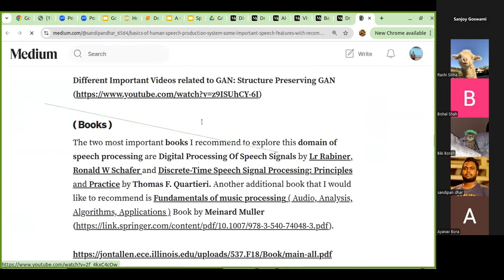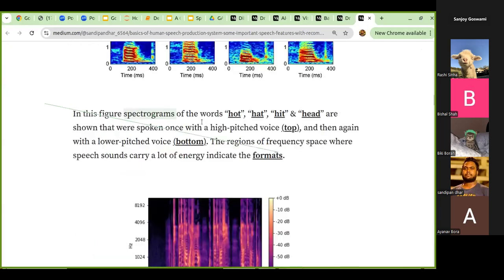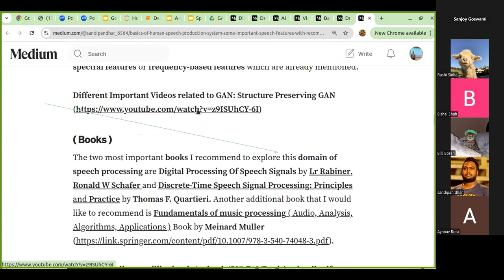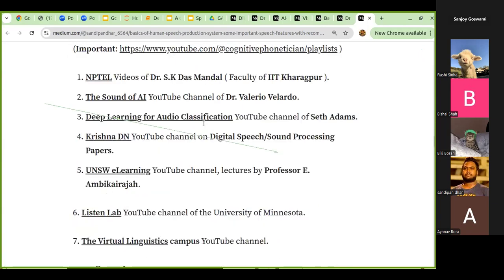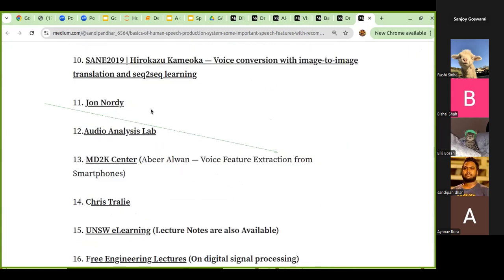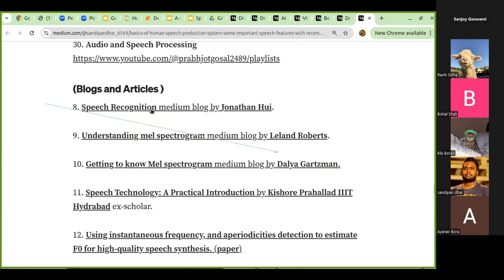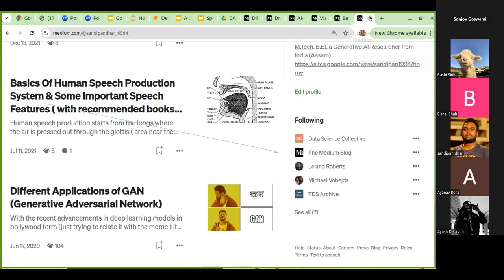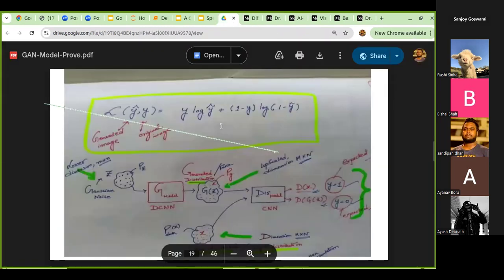Yeah, see, if you want to go deeper into speech processing, then what book you should go through, everything I have written down. The different videos related to speech and GAN, etc. Everything you get over here. All probable channels I have linked. So just search with my name. From there only I am showing you this particular slide.